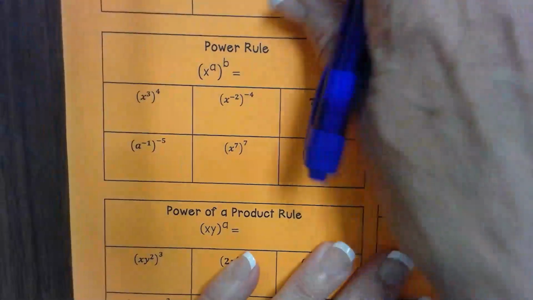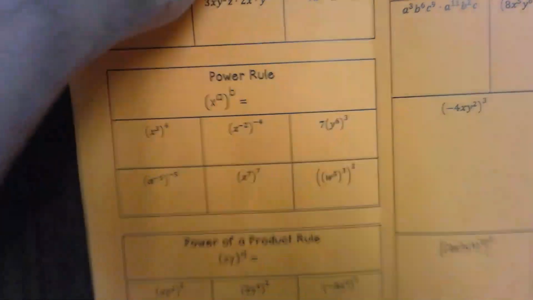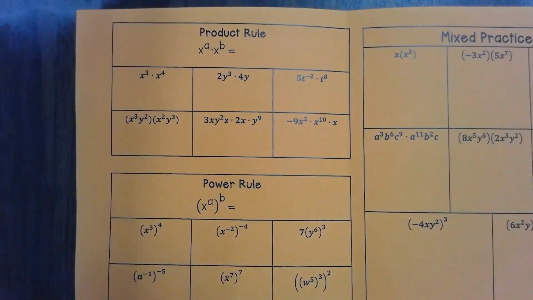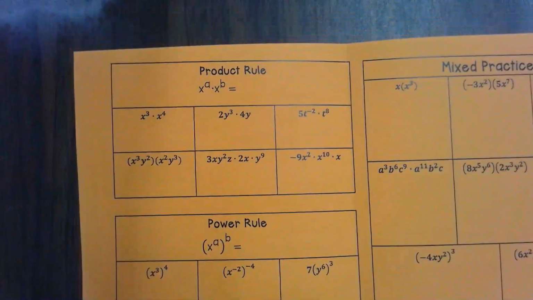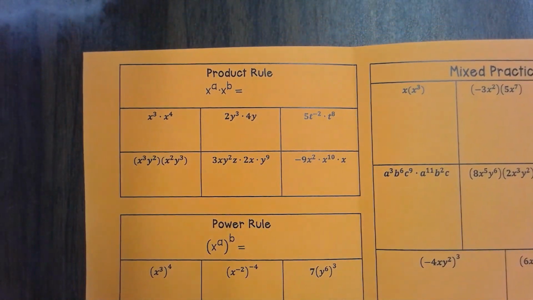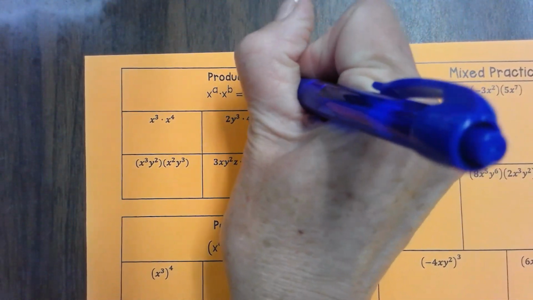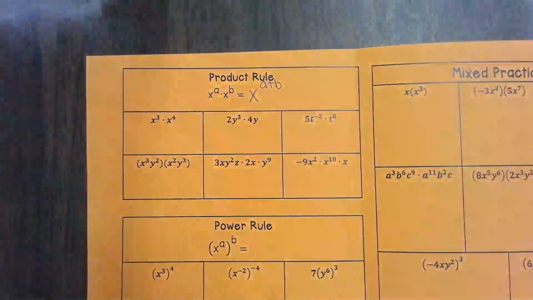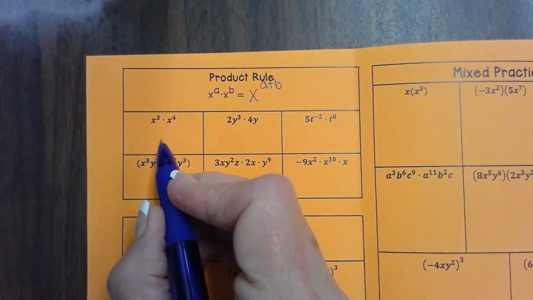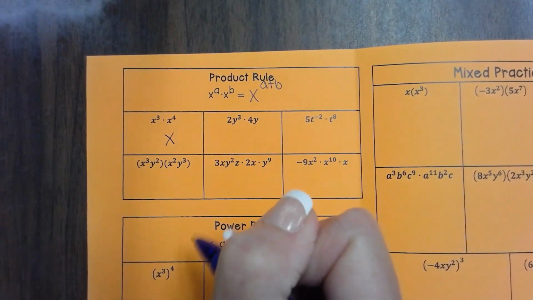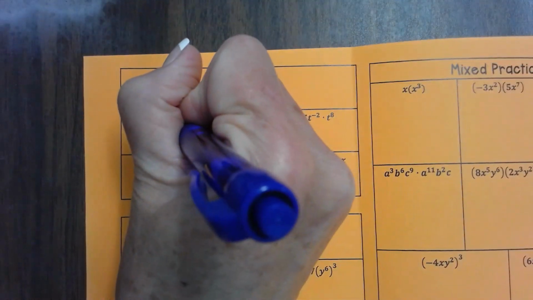Okay. So now if you open that up, see they've got tons of problems here. See that? So I don't want to do all of them today or we're going to fall asleep. Okay. So product rule, this is the one where we're adding powers. So in this first box, what do we get? X to the what? We should know this one. X to the 7th.